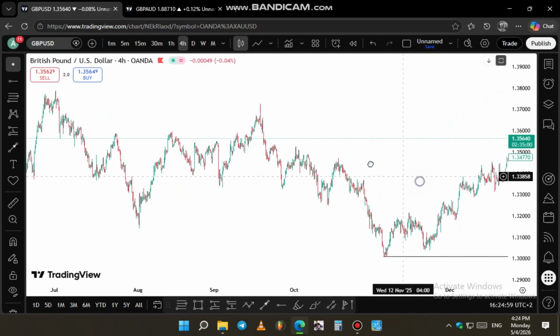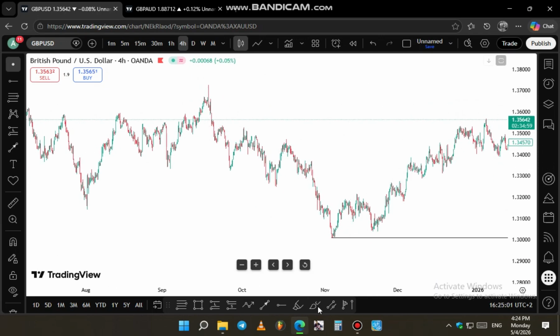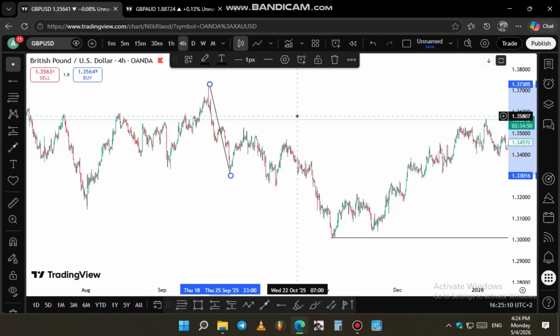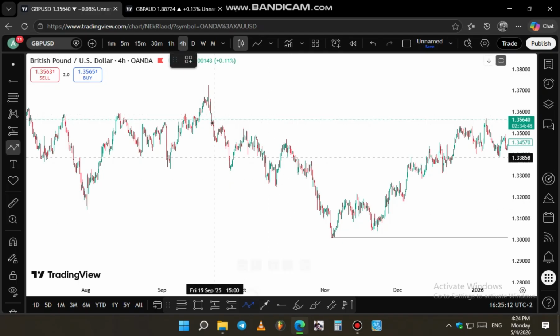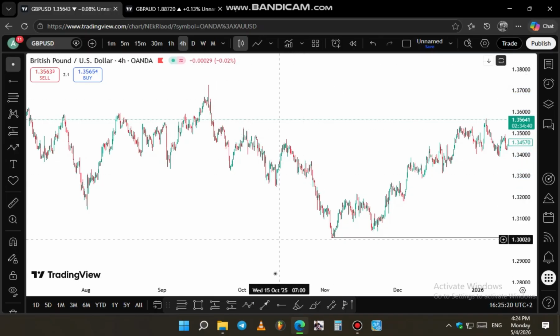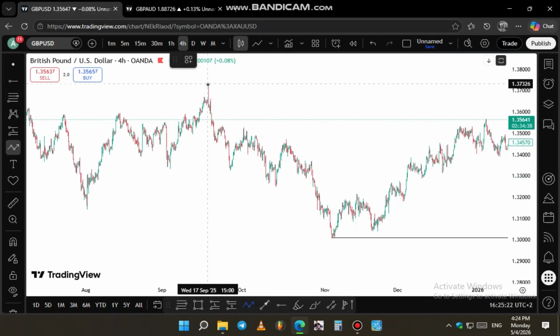Let's start from here. Let's start from there. As you can see, this was the higher low. I've used the wrong tool. This was the higher low, higher high. No man, not higher low. Sorry about that. This was my higher high, then lower low.